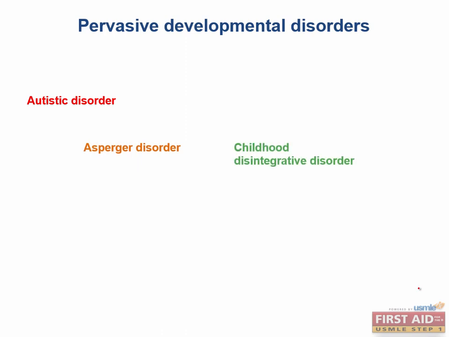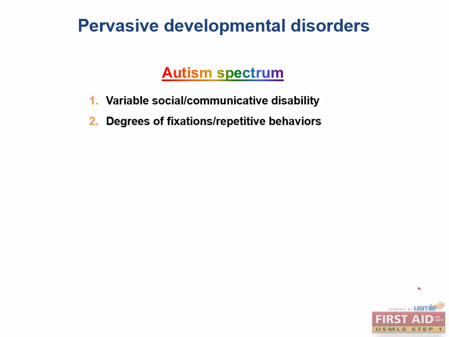The previous childhood disorders are considered childhood onset, but may resolve in adulthood with treatment. The pervasive developmental disorders, on the other hand, are for life. In the DSM-4, there were a whole bunch of pervasive developmental disorders, including autistic disorder, Asperger's disorder, childhood disintegrative disorder, and Rett syndrome. In the DSM-5, there's only one category of disorder, and it's called the autism spectrum. It's characterized by the degree of social and communication disability and fixated or repetitive behavior.